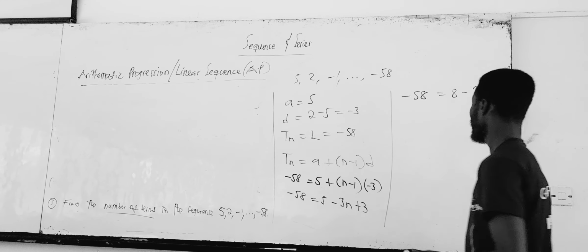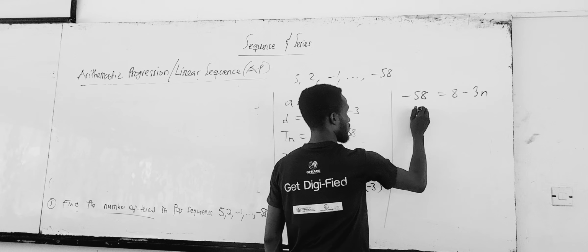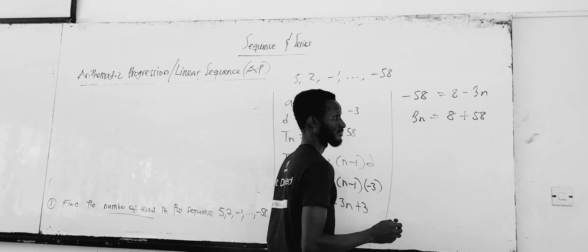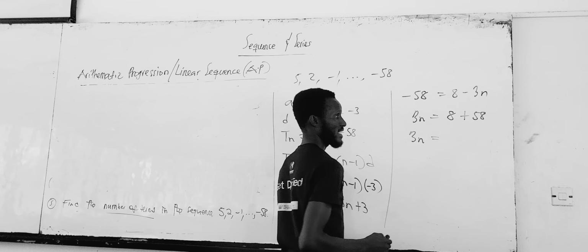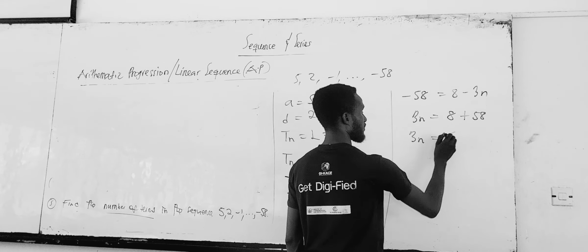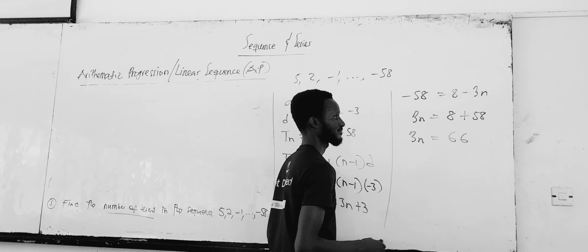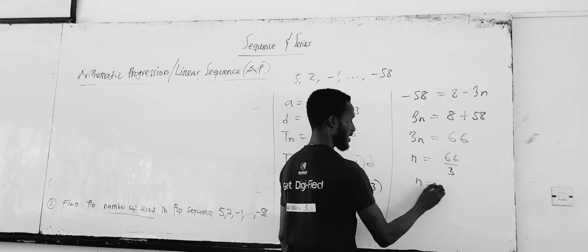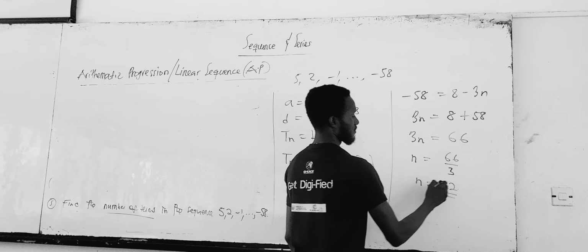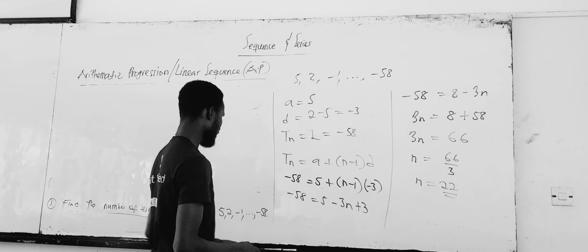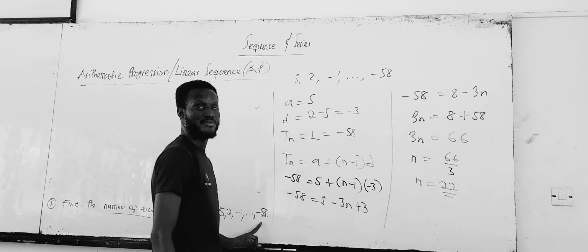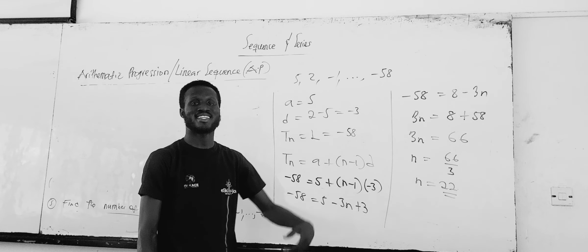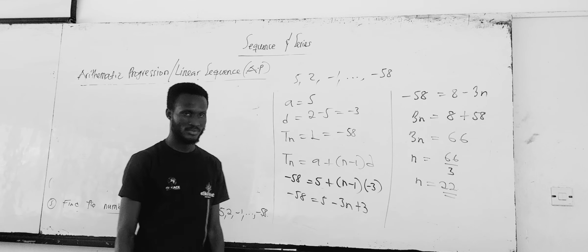We are still solving for n. So we just group like terms, then we get the value for n. So we have 3n is equal to what? 8 plus what? 58. So 8 plus 58 will give us 66. Then what will be n? 66 divided by 3. Then n is equal to 22. Now this one means that when we take the numbers from 5 to negative 58, we have 22 numbers within. So that's the number of terms. We have 22 terms. Yes.